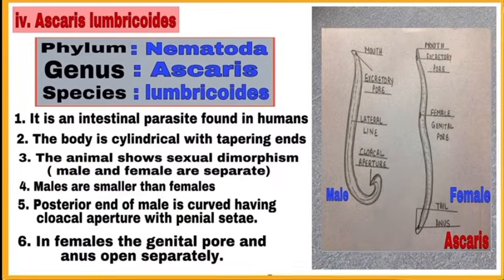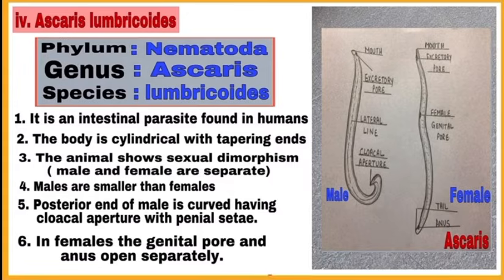Next is Ascaris lumbricoides. Phylum is Nematoda, genus is Ascaris and species is lumbricoides. Now see the features. It is an intestinal parasite found in humans. The body is cylindrical with tapering ends.